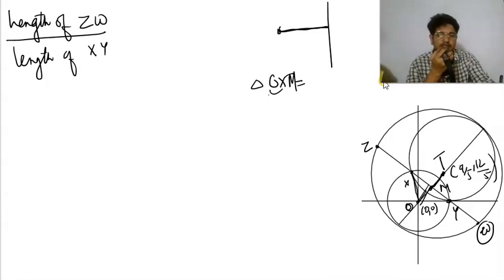We already know the value of ox. We know the value of om by the perpendicular distance formula. From there we will know the value of xm. If we know the value of xm and we double that distance, we will get the value of xy.